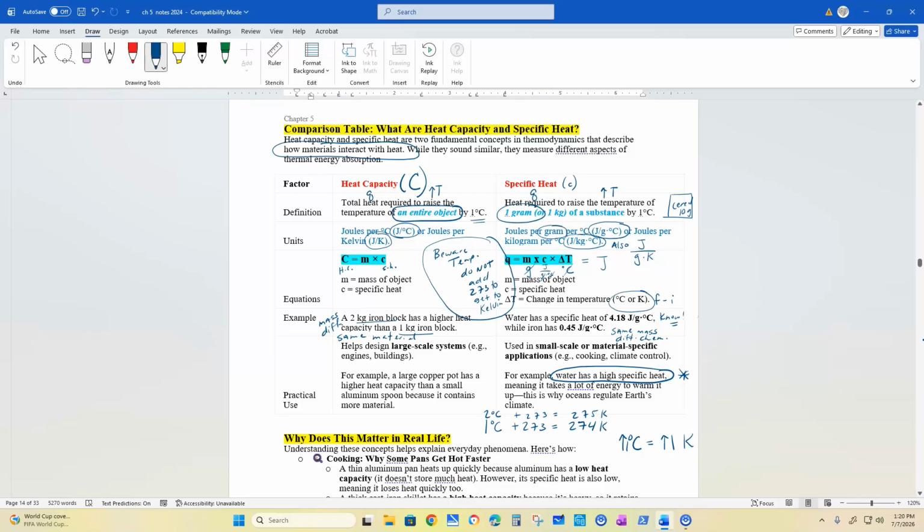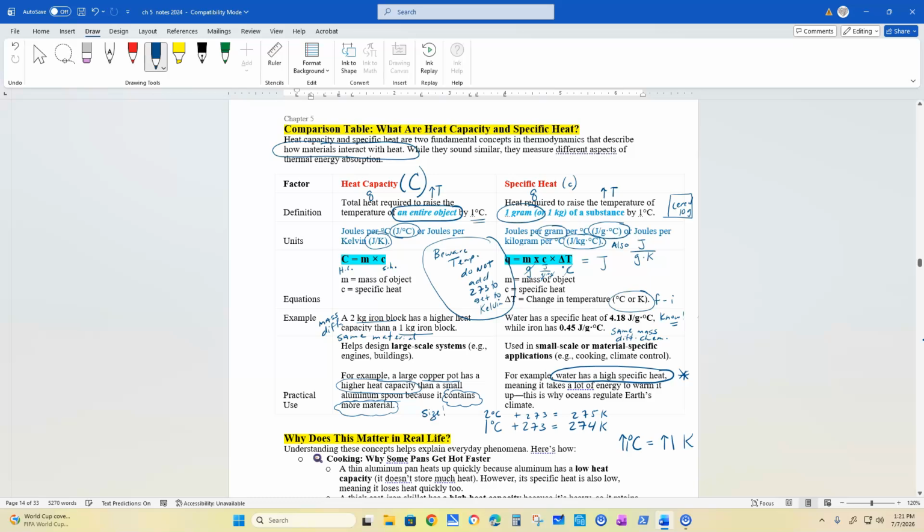In practical uses in life, a large copper pot, a lot of people, when they buy their pots and pans, they like copper pots because copper can actually hold more heat. Whereas aluminum, not so much, okay? So with these two, notice it says a small aluminum spoon because it contains less material. The copper contains more material, so it can hold more heat. Okay, even though we compare different chemicals, this one has to do with size.